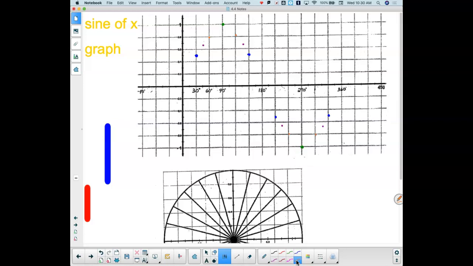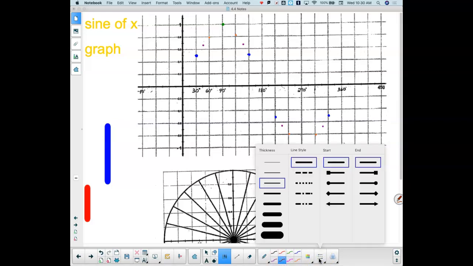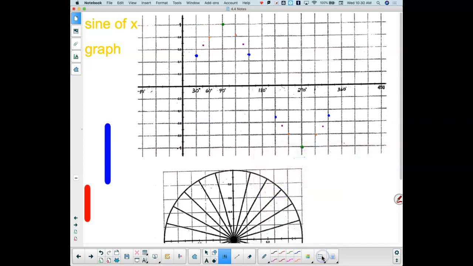And so then we can draw this in now. Okay? And so we can draw this in. So it starts at 0, and it goes up, and then it comes back down, and it goes through 0 at 180, and then it comes back, and we're right there.